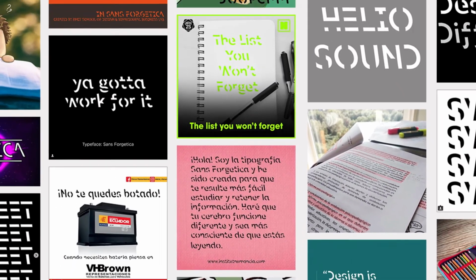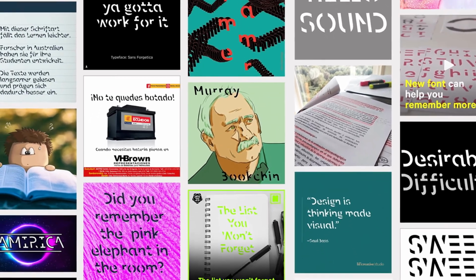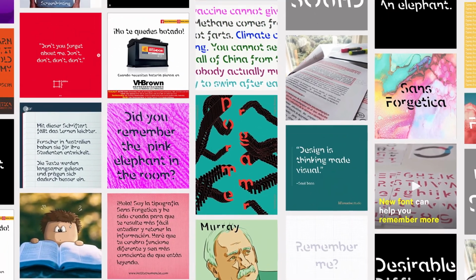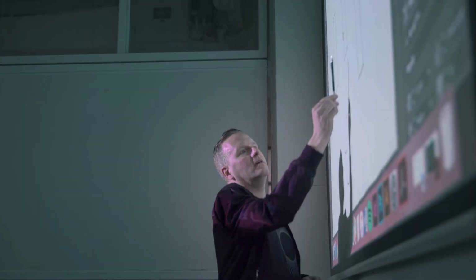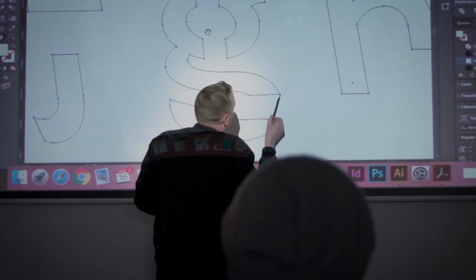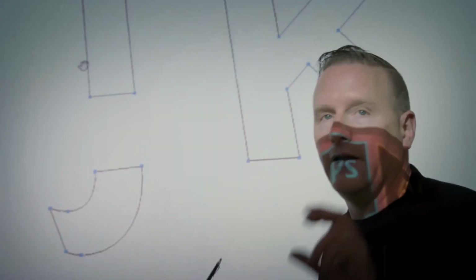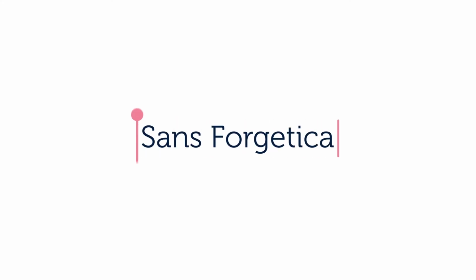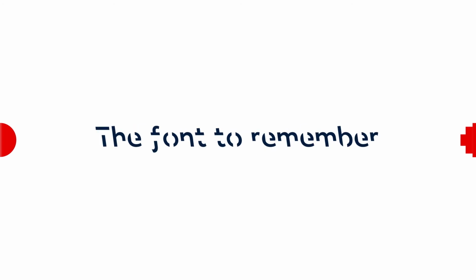Sans Forgetica soon became a cultural sensation as the public started getting creative. Experts believe that Sans Forgetica has huge potential. In the future, it could assist people learning foreign languages and help patients suffering with Alzheimer's, taking this unforgettable font way beyond the classroom.